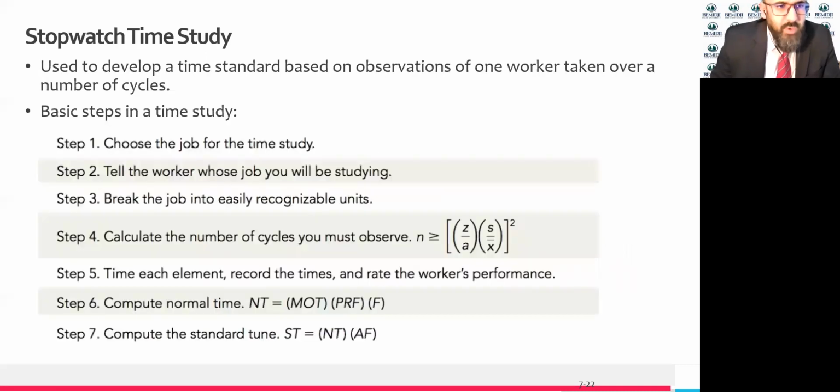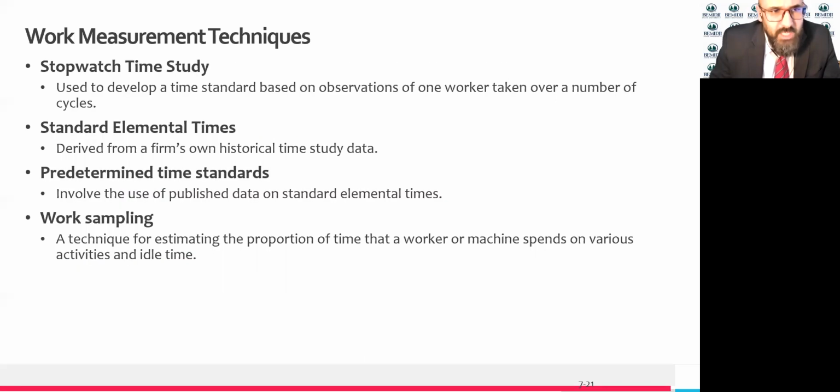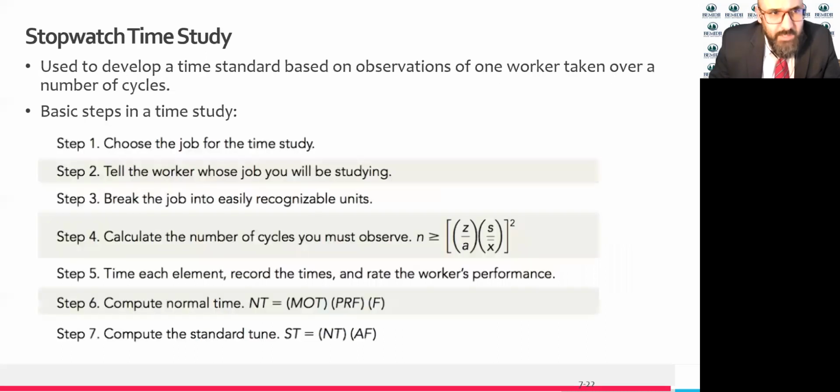All right, so let's see how we could do a stopwatch study. That's the focus for us in this chapter. We need to look into this because it will help you develop time standards based on observations of one worker. These are the steps that you need to go through. First of all, choose a job, a process to study. Number two, tell the worker who's doing the job that you will be studying the process. Number three, break the job into easily recognizable units. Break down the process into steps.